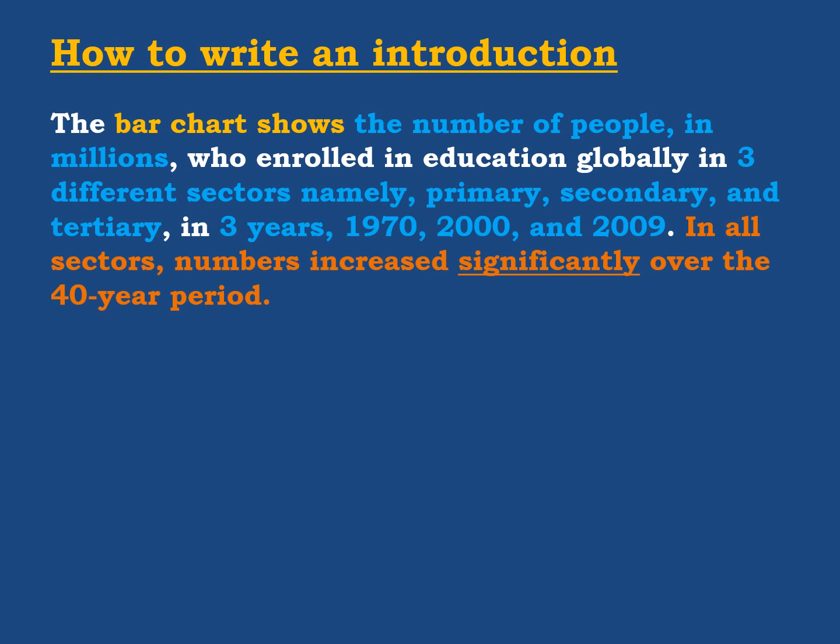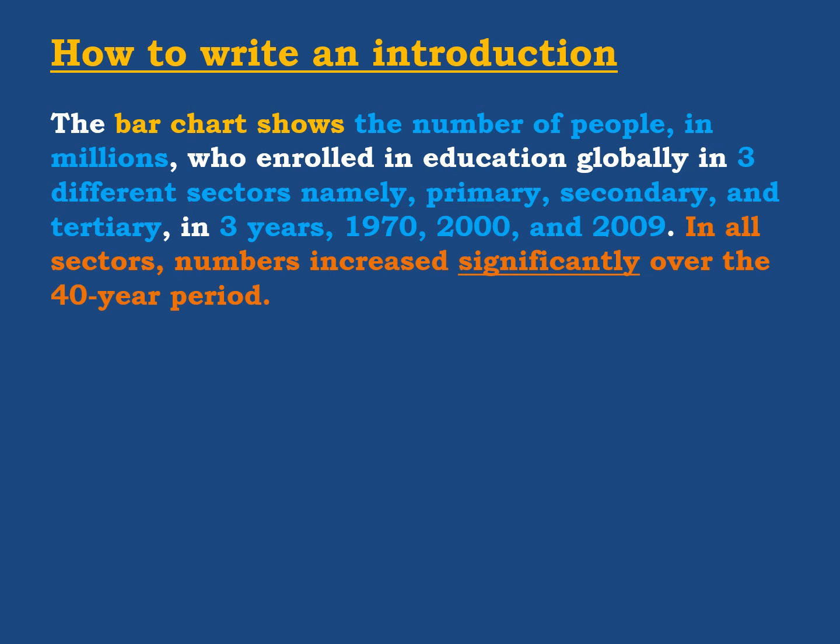So the bar chart shows the number of people in millions who enrolled in education. So education here is the title. This is the second element. Who enrolled in education globally in 3 different sectors, which are on the horizontal axis: the primary, secondary, and tertiary. And you can name them here. You can write the word namely, which means that you are going to list these things.